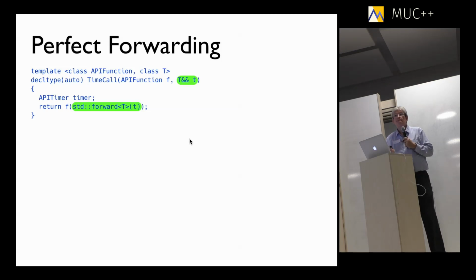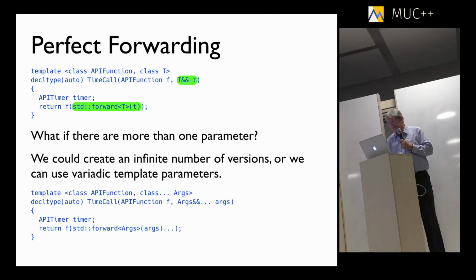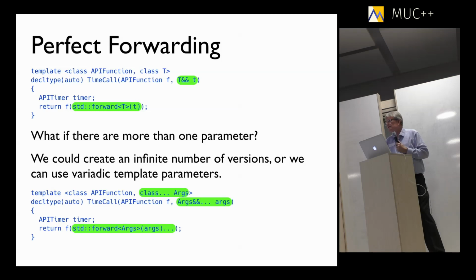Okay? All right. Now, what if there's more than one parameter? Well, it might sound like, uh-oh, now we got a problem. It turns out that's not such a big deal. We're going to use variadic template parameters, which was introduced in C++11.